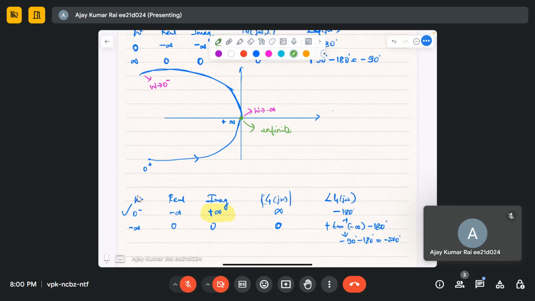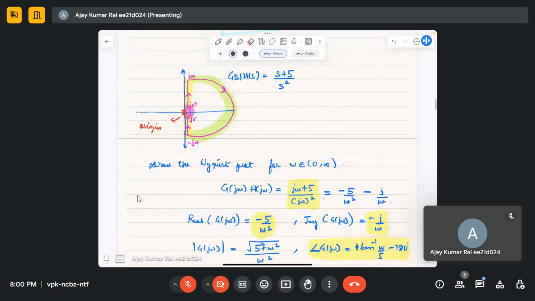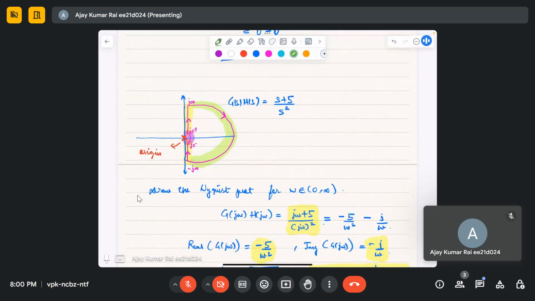Infinite semicircle radius contour is mapped to 0 in the G(s)H(s) plane. Okay, so it's a single point, 0. So this infinite radius is mapped to a single point, 0.